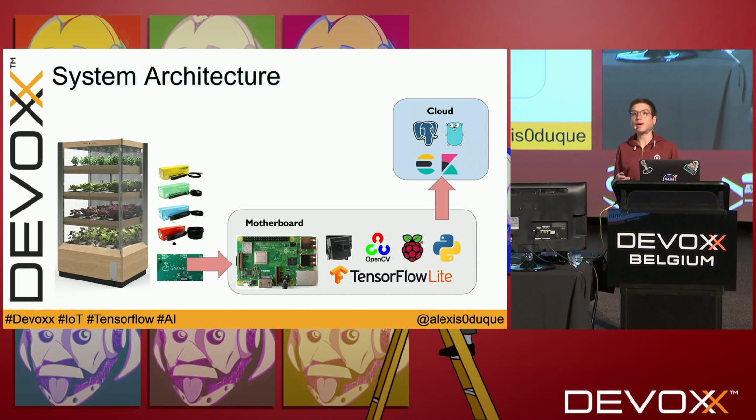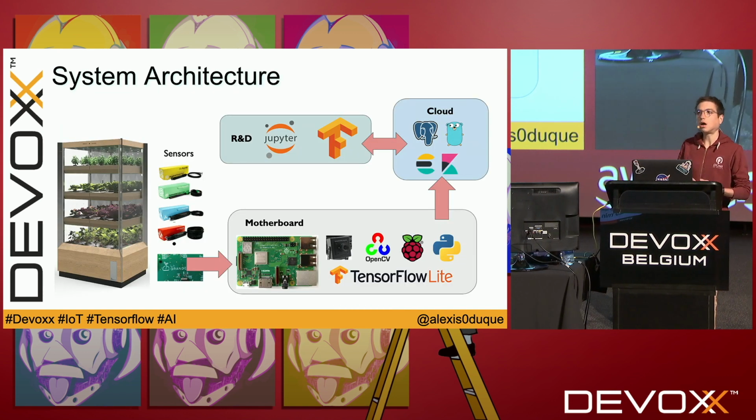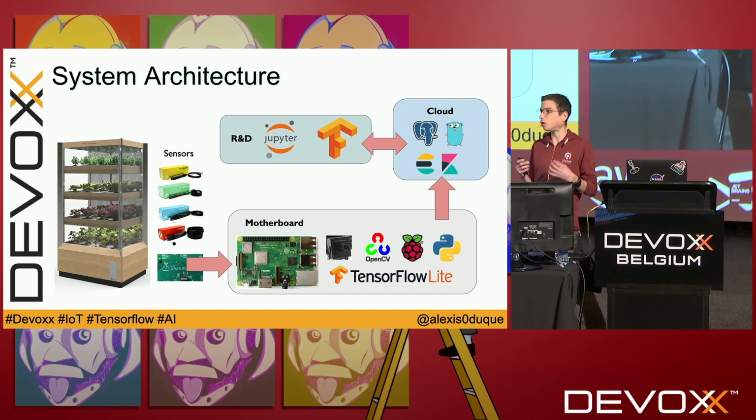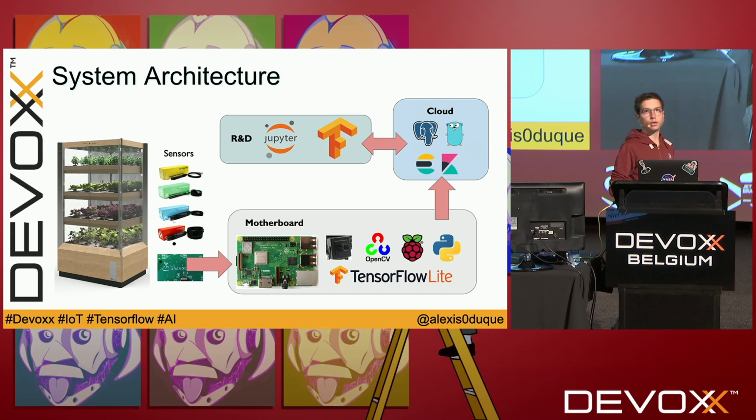Then the Raspberry Pi sends all the data to the cloud. We can see the sensor values on the cloud in real time. And then in our research lab, we connect to the cloud on our laptop and we do everything related to data science and machine learning on our laptop using TensorFlow and using Jupyter Notebook.